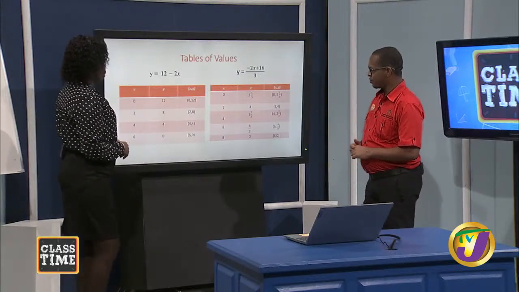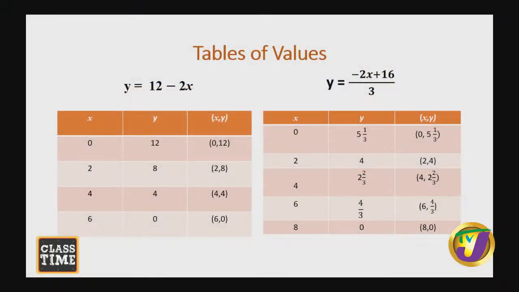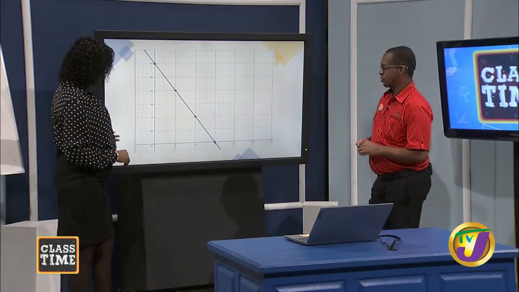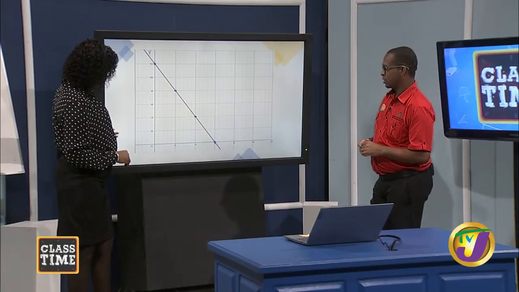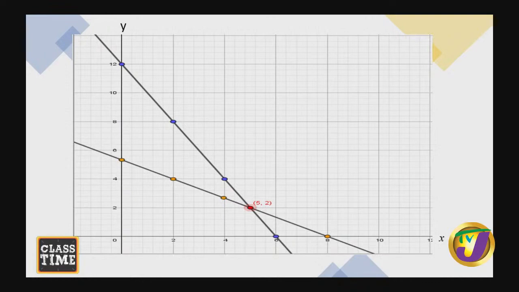Before the break, we were exploring the table of values to get our ordered pairs, or points, to plot on the graph. So let's continue. Now that we have our points, let's see what our graph looks like. Note this is the first equation, and we are labeling them.